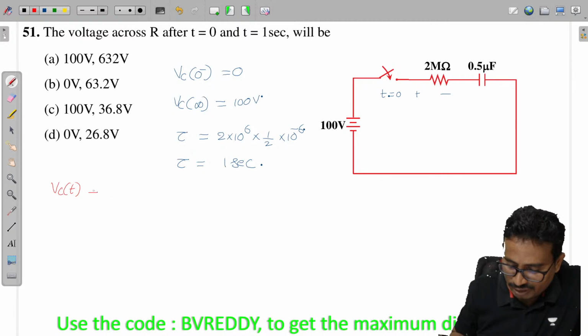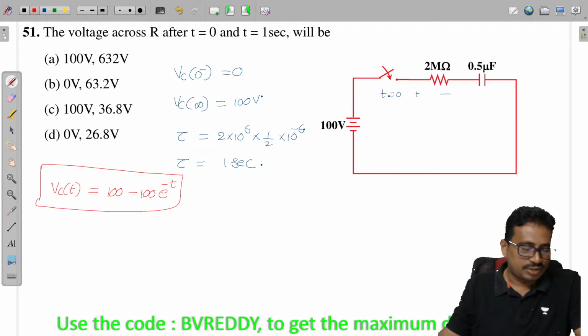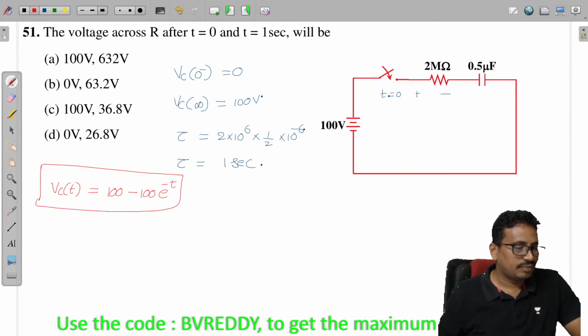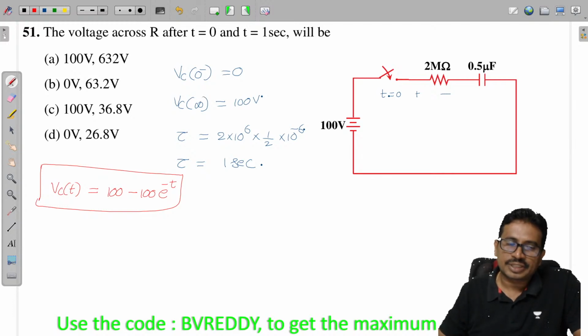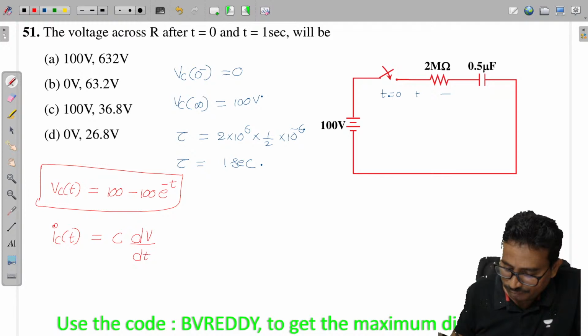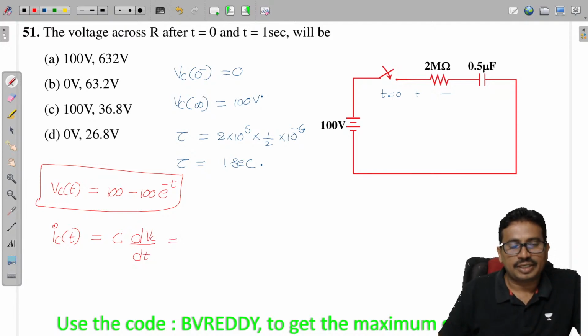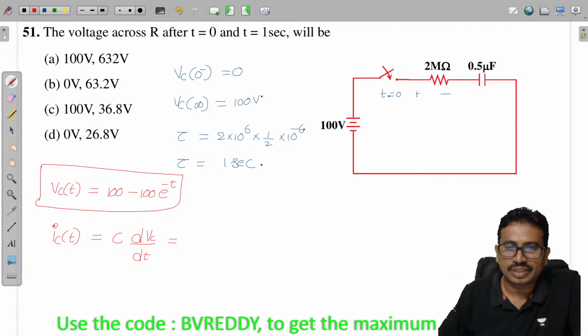Right, so from this we can write my VC of t, which is equal to final value plus initial minus final. So it is 100 into e power minus t. So this is the expression for what, you tell me? This is the expression for the voltage across the capacitor. From this, can I get the current through the capacitor? I equals C into dV by dt, right? dVc by dt. So by differentiating the voltage with respect to time, we'll get the current.